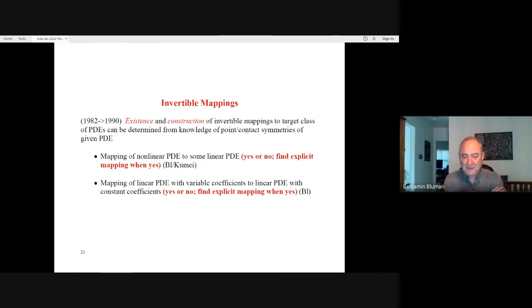And similarly, for the mapping of a linear PDE with variable coefficients to a linear PDE with constant coefficients, if we calculate the symmetries, and by the way, you don't have to solve the determining equations. By looking at the determining equations for the equation with variable coefficients, we can answer yes or no if it can be mapped into one with constant coefficients, and also set up the formulas to find the mapping when the answer is yes. I must admit it took a very long time, many years, to figure out how to do this in a systematic way.